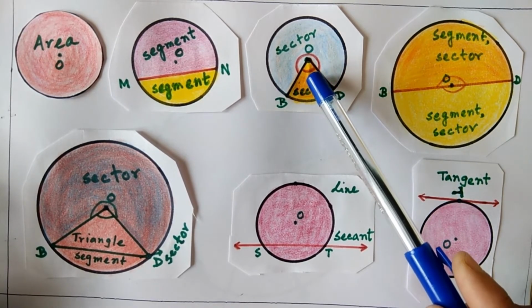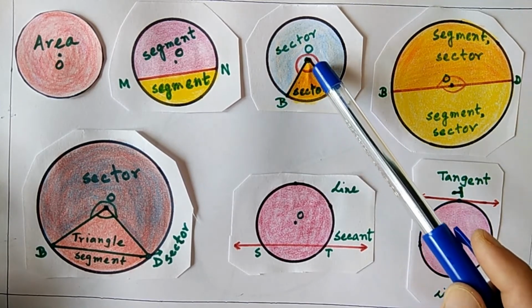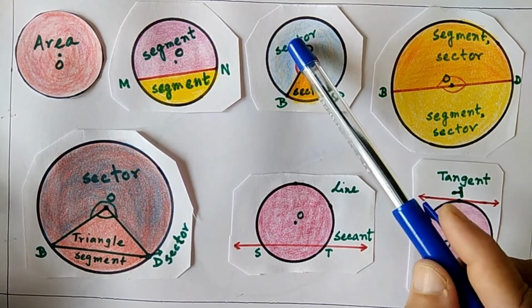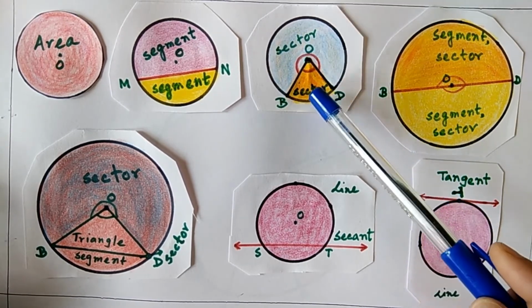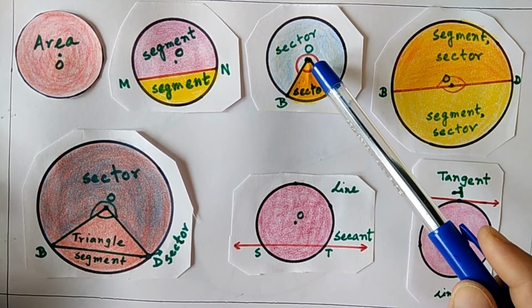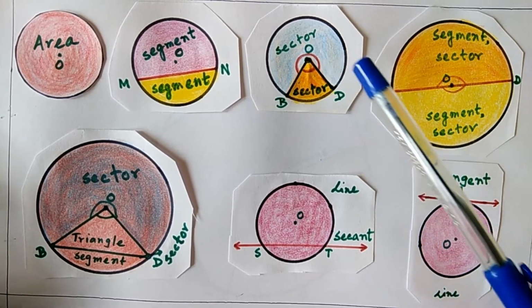So this is called a sector, and this is also a sector, because this radius and this arc together cover this area of the circle. So this is the major sector, this is the minor sector. Remember, in a sector an angle is formed at the center. Here it is an acute angle and this is an obtuse angle.